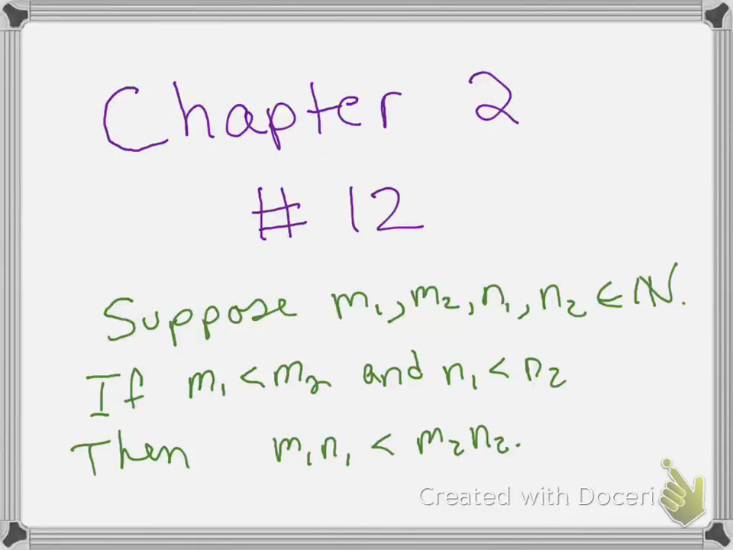We're going to do number 12, the second part from Chapter 2. We're assuming that we have four natural numbers, m1, m2, n1, and n2. We're also assuming that m1 is strictly less than m2, and that n1 is strictly less than n2. And then our goal is to show that the product m1 n1 is less than m2 n2.